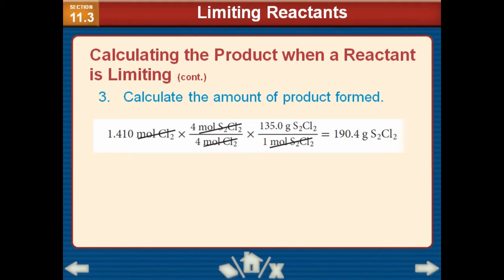1.410 moles of chlorine times 4 moles of disulfur dichloride over 4 moles of chlorine times 135 grams of disulfur dichloride per 1 mole of disulfur dichloride yields 190.4 grams of disulfur dichloride.